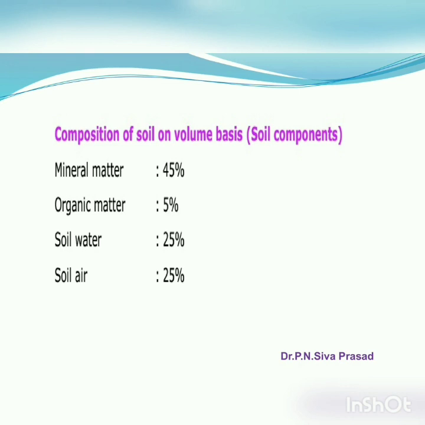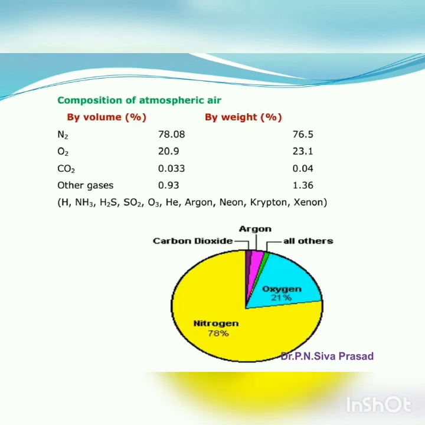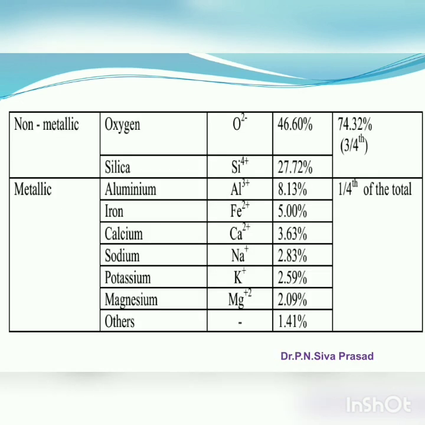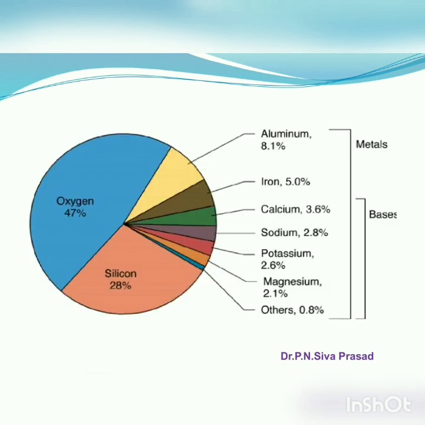The composition of soil on volume basis is: mineral matter accounts 45%, organic matter accounts 5%, soil water and soil air account 25% each. The composition of atmospheric air: nitrogen and oxygen are the most dominant gases present in the atmosphere. Among the elements in the earth crust, oxygen accounts 46%, silica accounts 27%, and aluminum is the most abundant metallic element present in the earth crust, which accounts 8%.